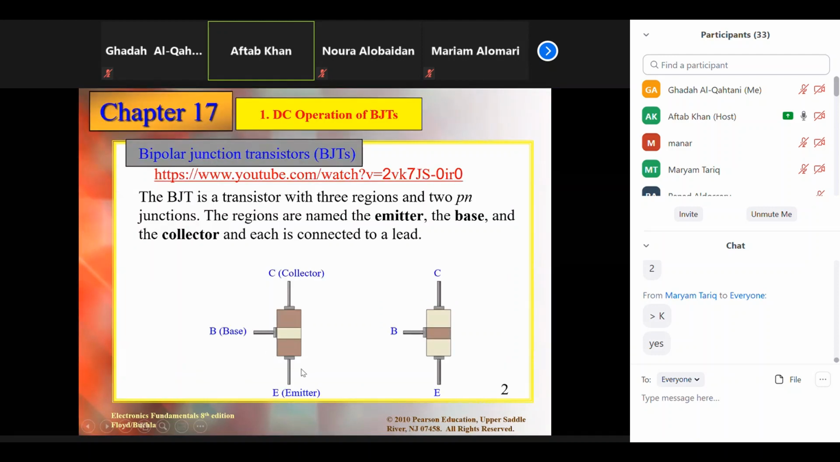What I just explained to you is here: the collector, emitter, and base, and it could be either NPN or PNP. We will be focusing on NPN. PNP is going to be the opposite concept, which we will learn here as well.